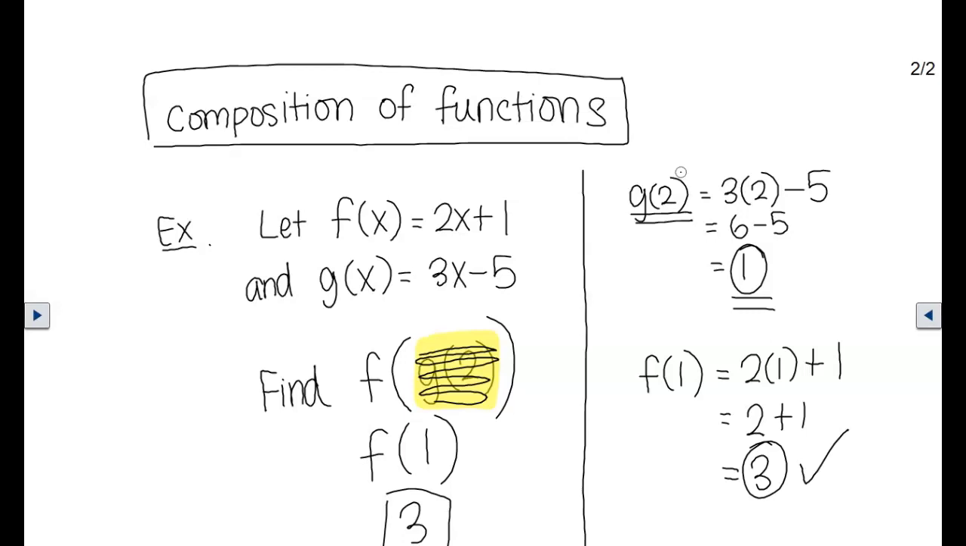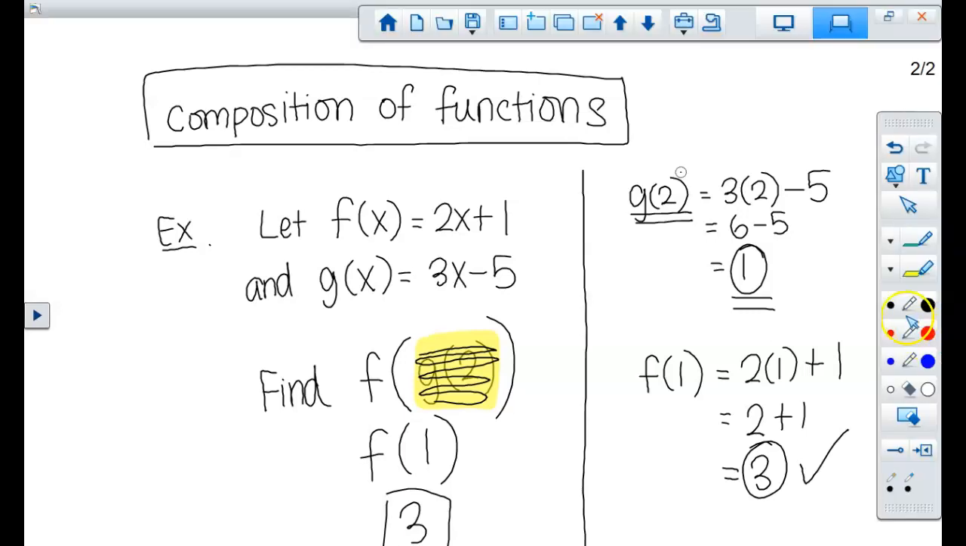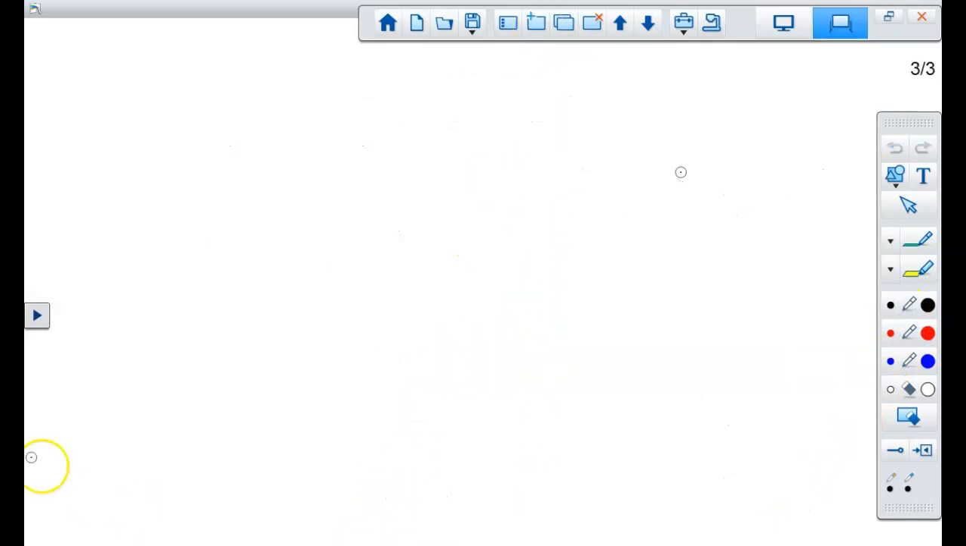So I want you to notice how this went. I just have to apply one function at a time. And the rule is that I start from the inside of the problem. So I started with that g of 2, and then I worked my way out from there. So this is how a composition will go. Now, I mentioned that a composition can be made up of 2 or more functions.